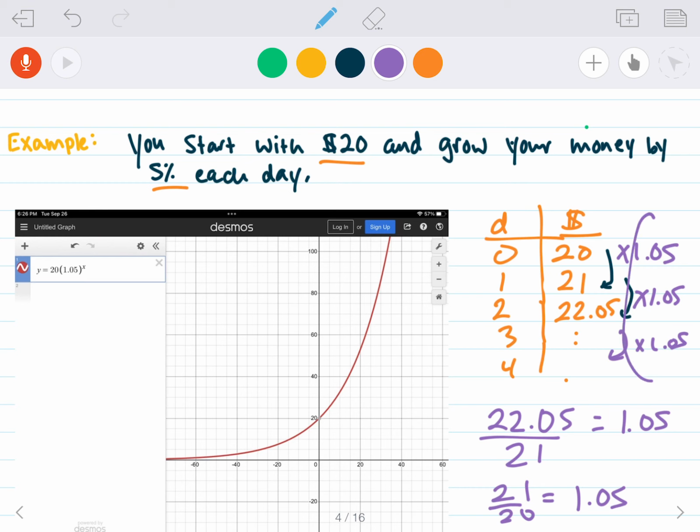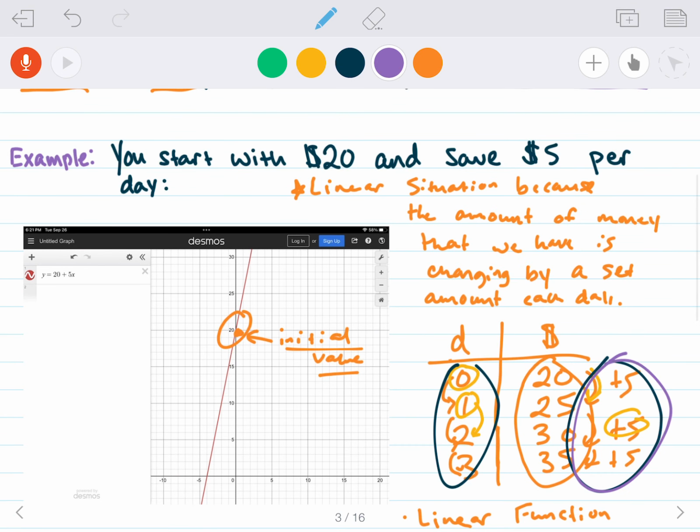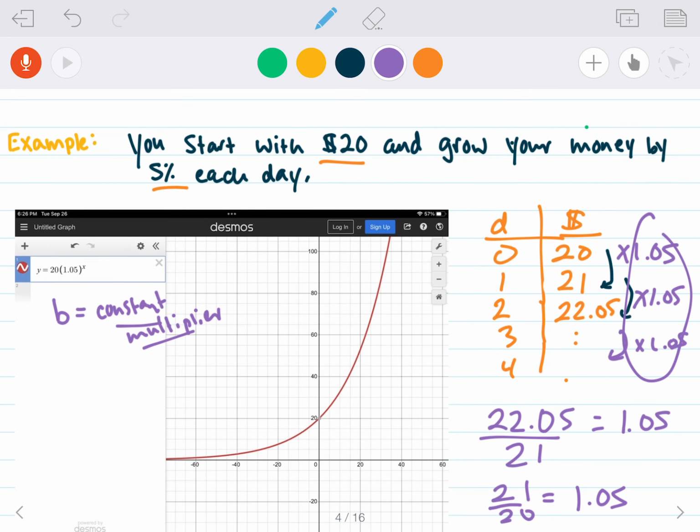And notice that this number right here, this constant multiplier, is our base. That is our b. So b is going to be the constant multiplier. Right? So in the linear case, we're adding a set amount for every unit of time. We're adding a set amount to the output. But in the exponential case, we're multiplying by a set amount, okay? That's where this constant percentage is coming from.